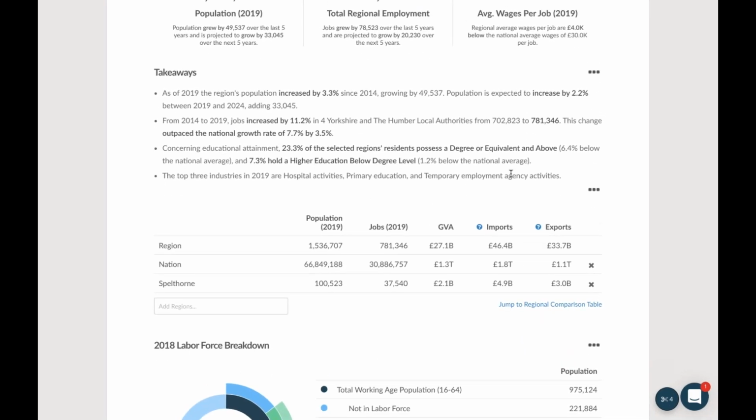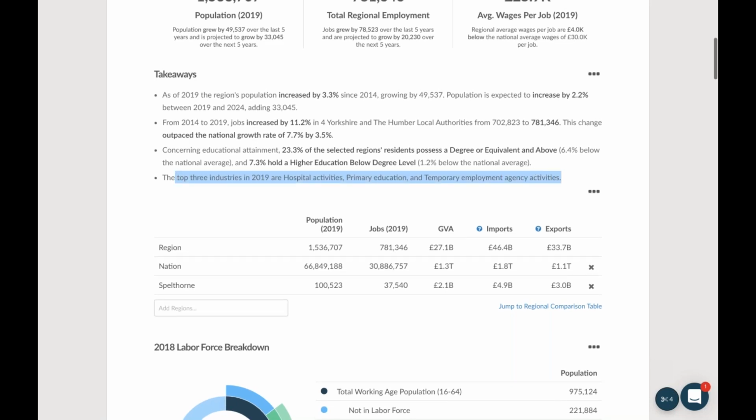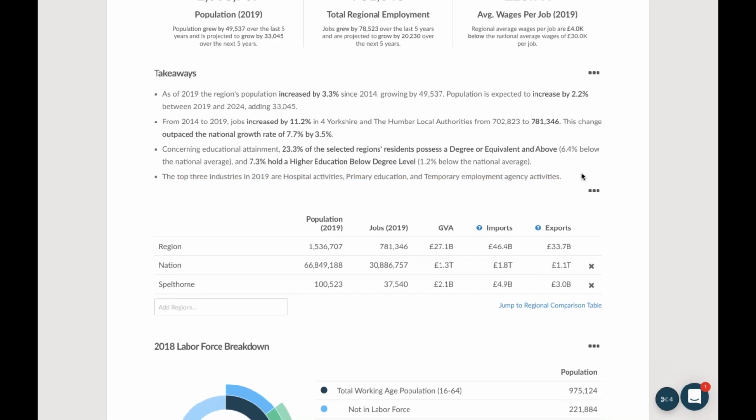In terms of takeaways, we'll talk through some of this information further down. But the one thing I always like to point out is this area here of the top 3 industries supporting the economy. This is the top 3 industries, so it's top in the sense of the most people employed in those industries. So first we've got hospital activities, primary education, and temporary employment agency activities.